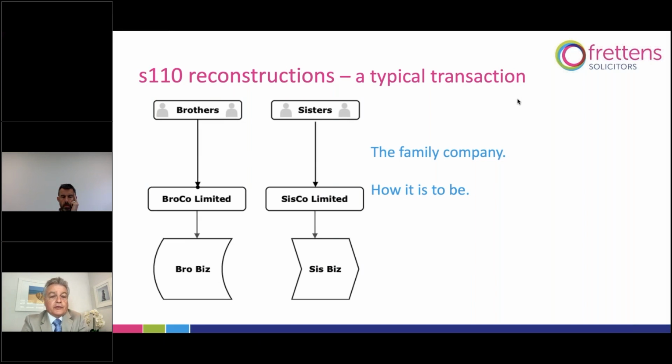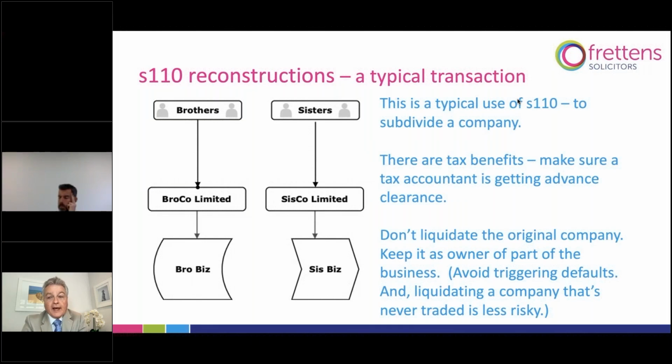So what they want to do is cut the company in two, and have the brothers' business owned by one company for which only the brothers are the shareholders, and the sisters' company similarly owned by a completely independent company owned only by the sisters. And this is very much the sort of transaction that people tend to use Section 110 for.